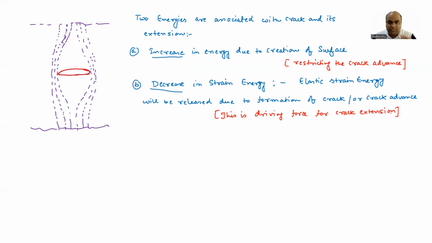So one is decreasing the energy of the system, and another one is increasing the energy of the system. And this decrease in strain energy is because of this region. This I had discussed, right?